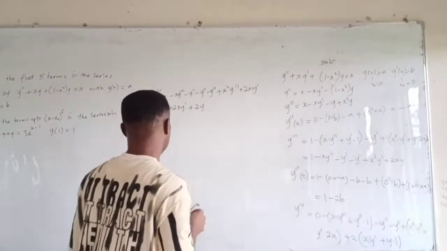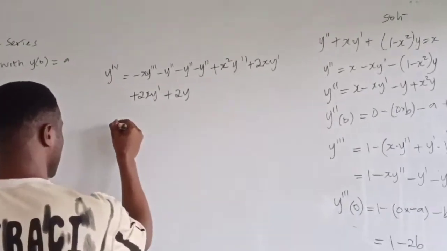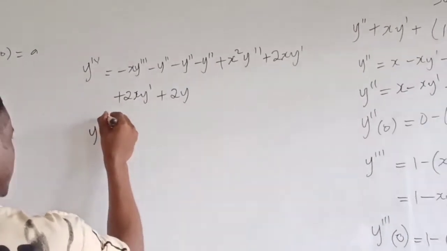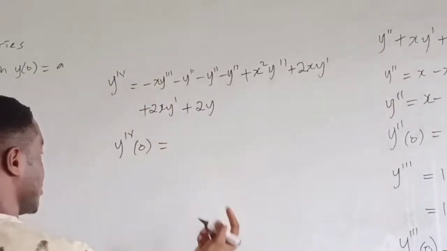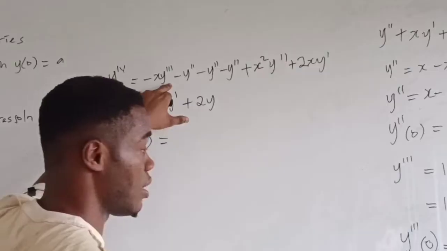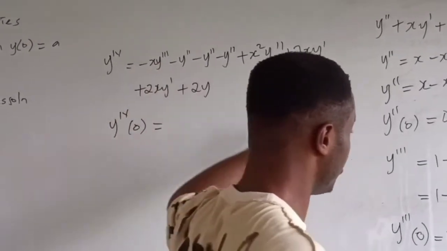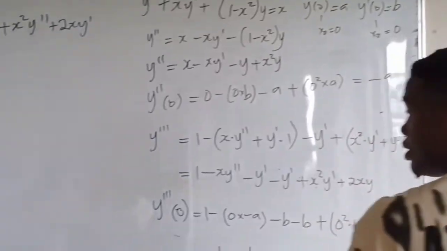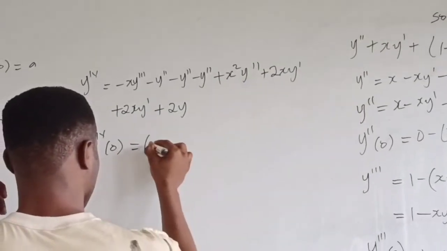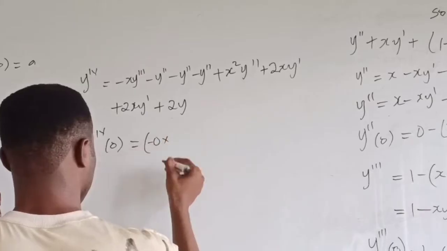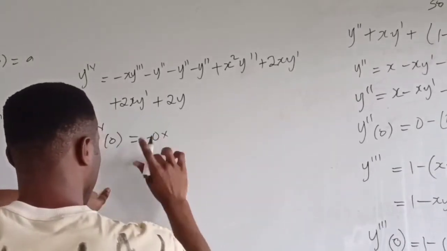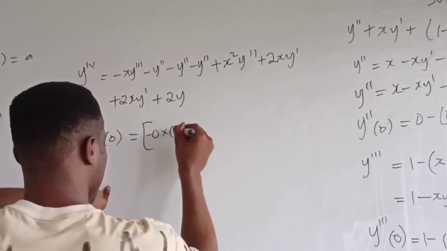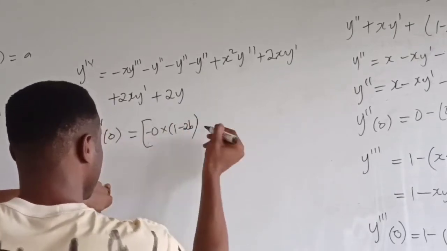Okay, so since we have gotten our fourth differential, we need to apply our initial value to this portion. Applying our initial value to this solution, the y to the fourth differential of 0 gives us, remember that x is 0, and of course our y to the third differential is 1 minus 2b. So we have that minus 0 times (1 minus 2b).